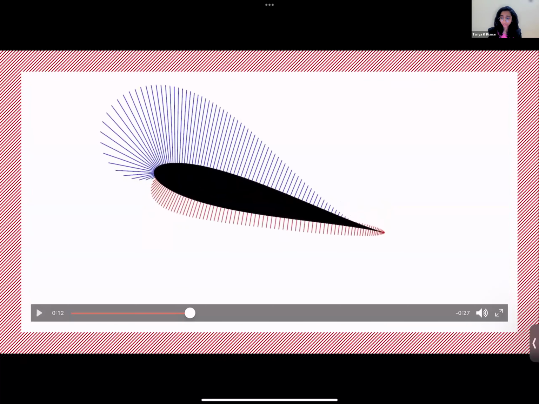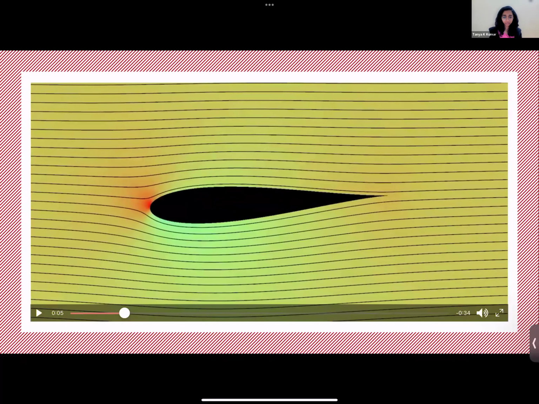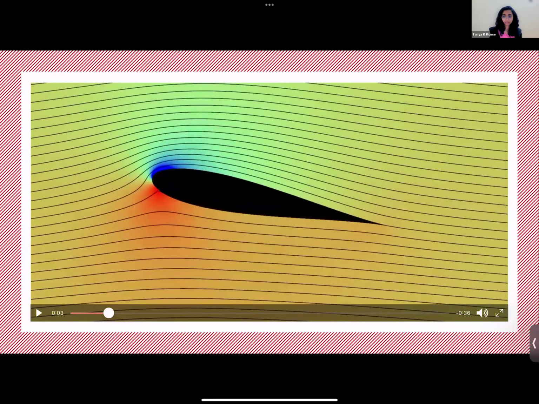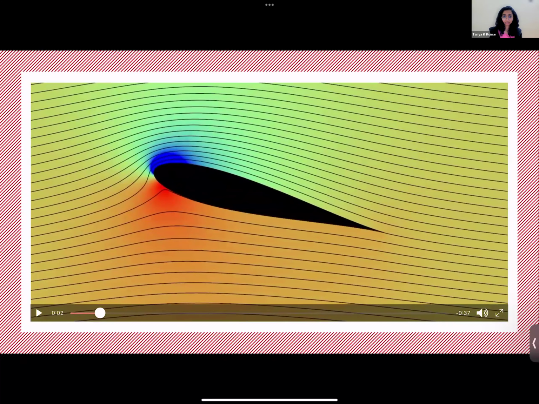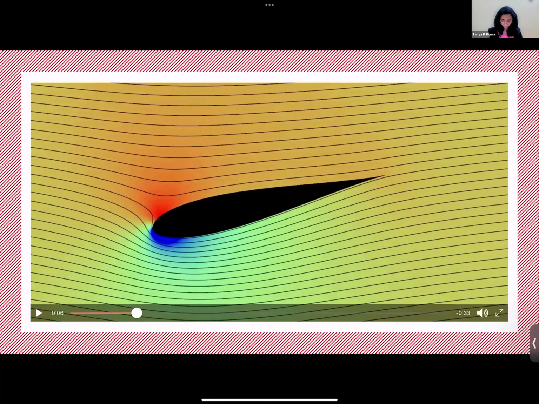Okay, the first one was, what was this? What was it showing? The colors? What we just discussed, right? It's the pressure profile. Red is positive and blue is negative. It's the pressure profile, right? So now let's see the next one.